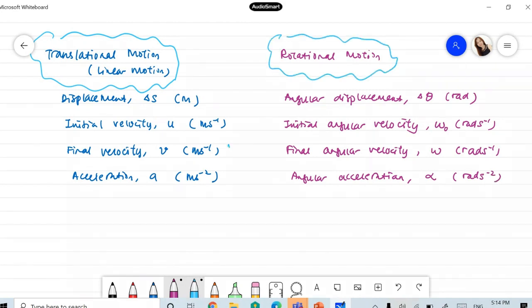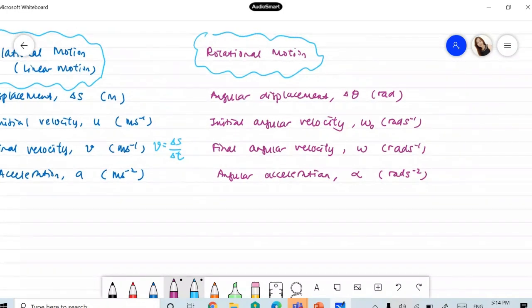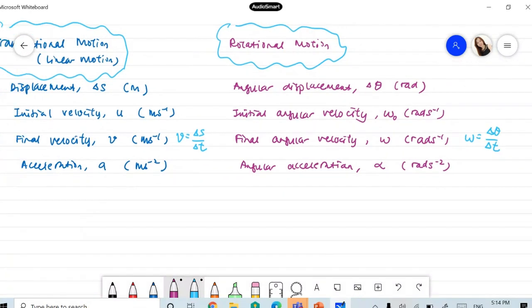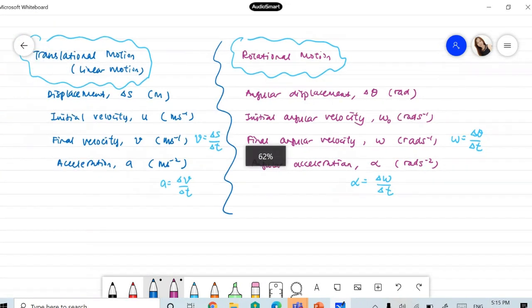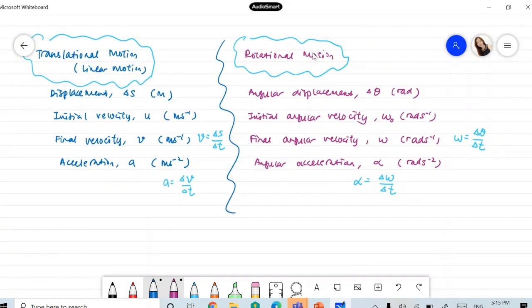The velocity is actually v equal to delta s over delta t. It is the same for angular velocity. Instead of v, omega can be defined as delta theta divided by delta t, where delta theta is called angular displacement and t is time. For linear acceleration, a is defined as the change of velocity over the change of time. For angular acceleration, we can define it as the change of angular velocity over time. You can always make a comparison between these two: translational motion and rotational motion.